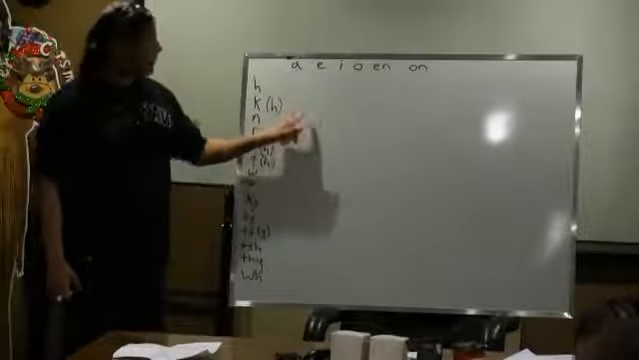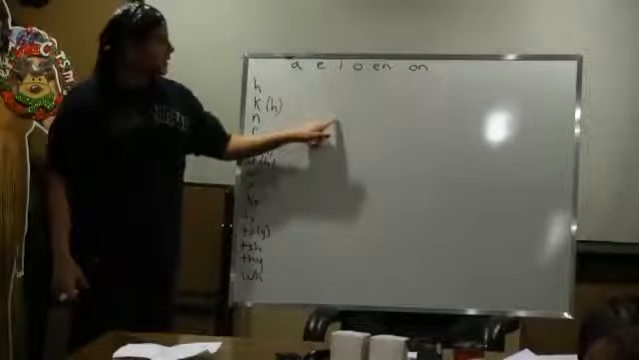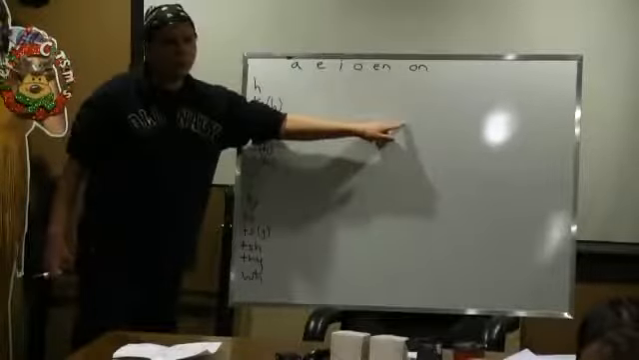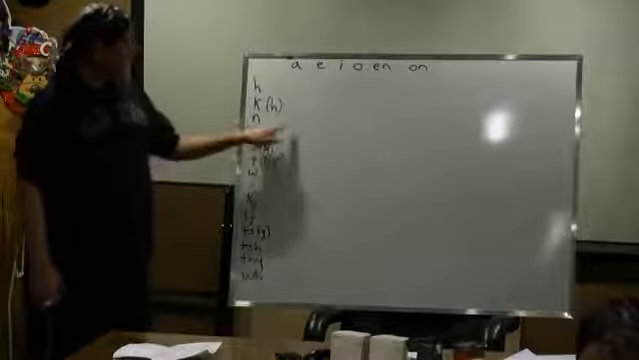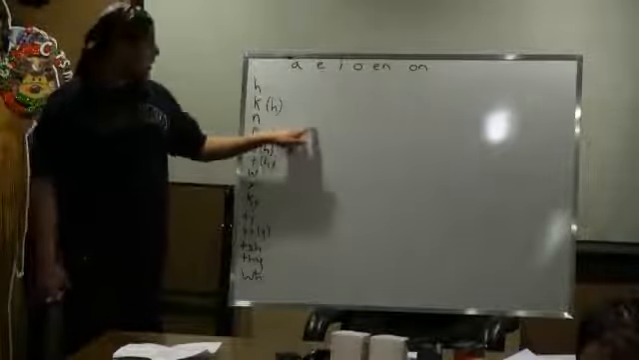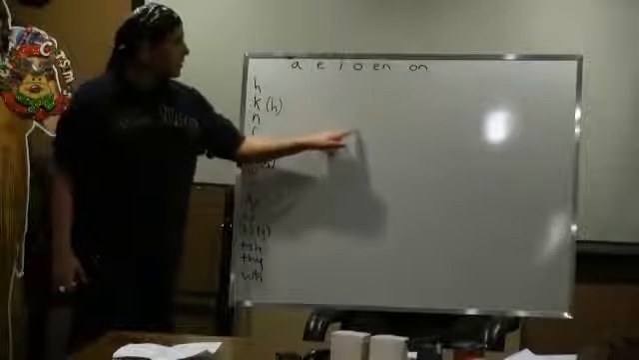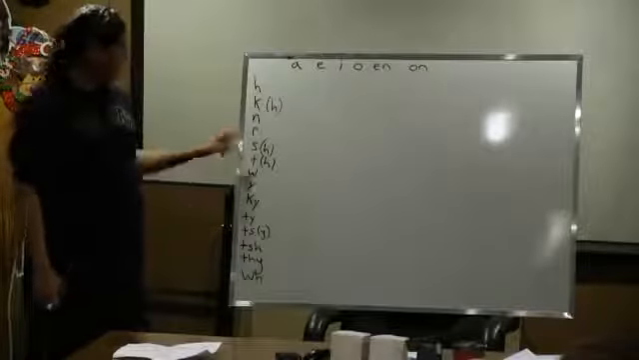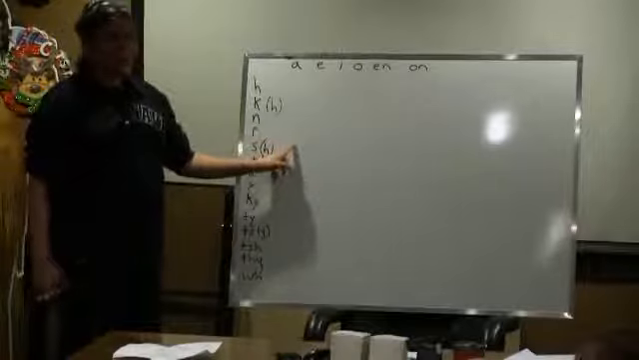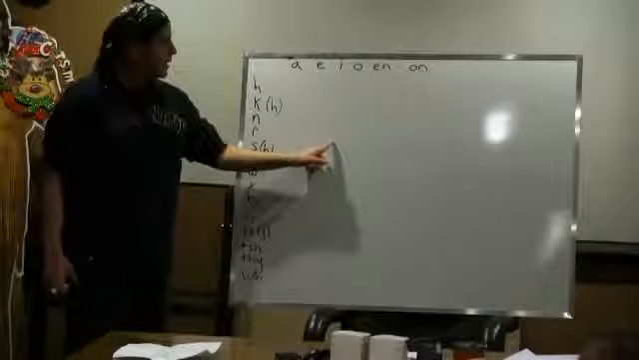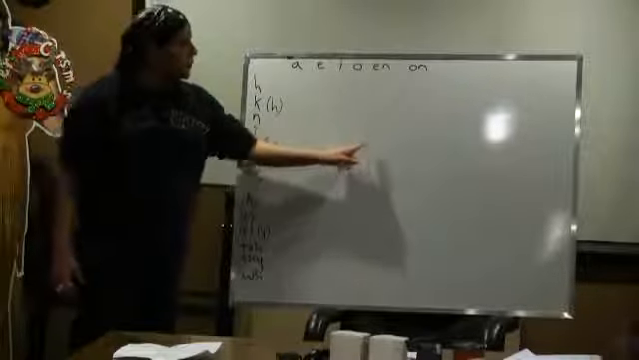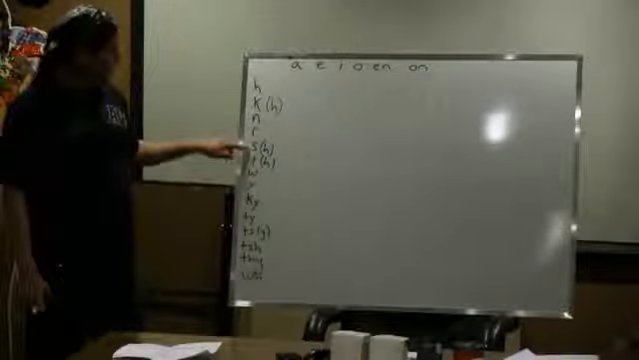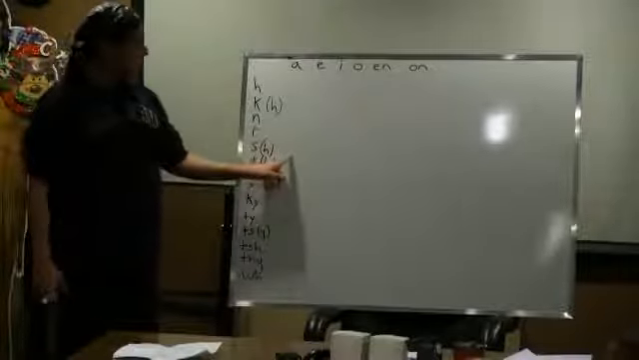Ka, ke, ki, ko, kon, kun. With an N: na, ne, ni, no, na, nu. The R: ra, re, ri, ro, ran, run. With an S, by itself.